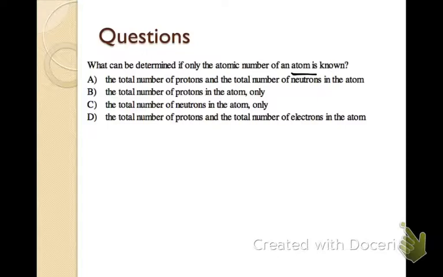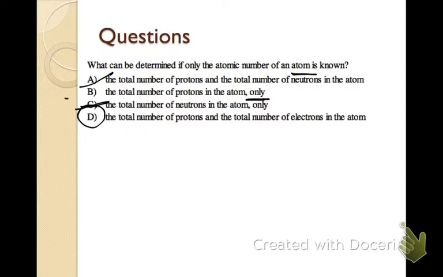So A, the total number of protons and the total number of neutrons. That represents the mass number, so that wouldn't be it. B tells us the total number of protons in the atom only. Always look out if they ever say only. That could be questionable. Let's take a look at C, the total number of neutrons in an atom only. Well, the neutrons would not be the atomic number, so don't worry about that. And D, the total number of protons and the total number of electrons in the atom. So again, if it's an atom, it's electrically neutral, it has the same number of protons as well as electrons. So D is our answer.